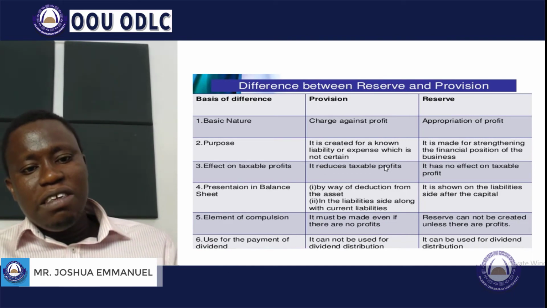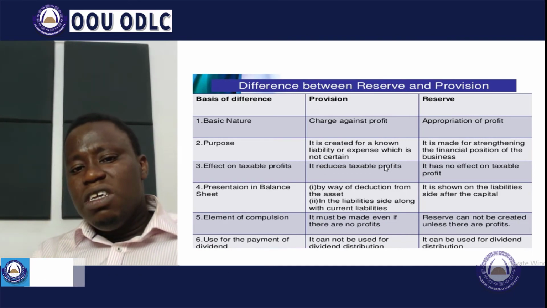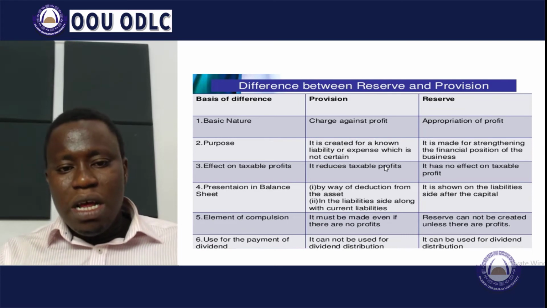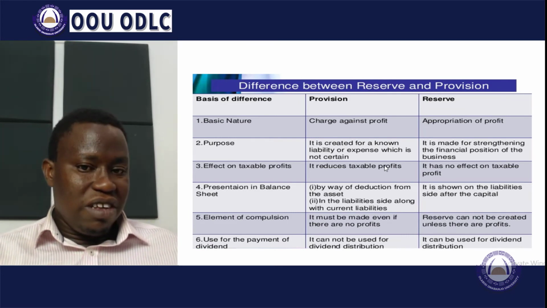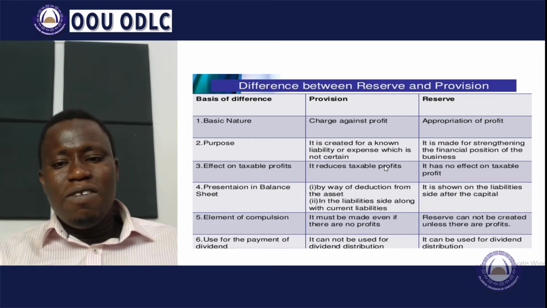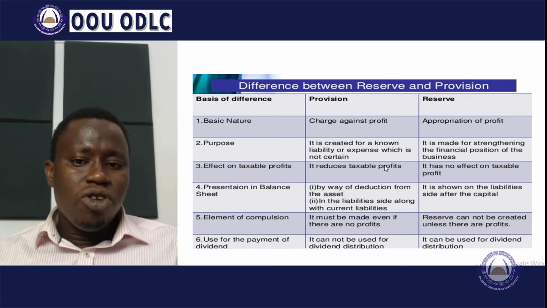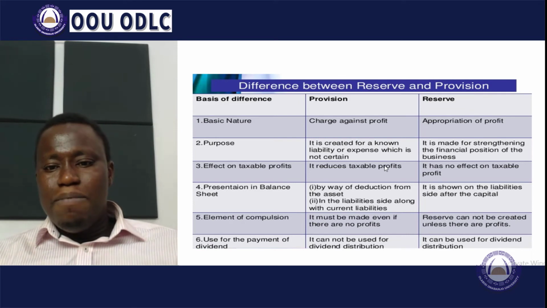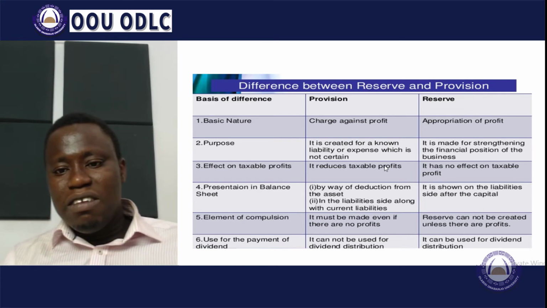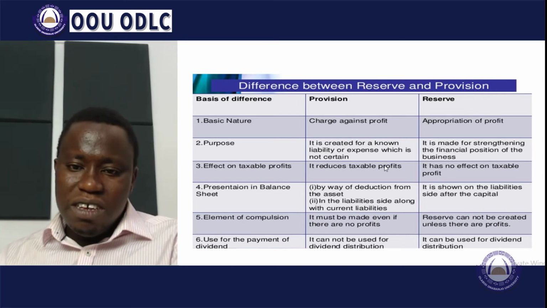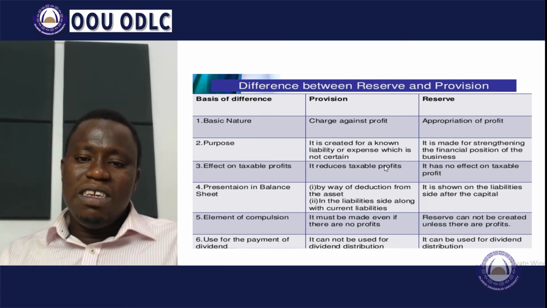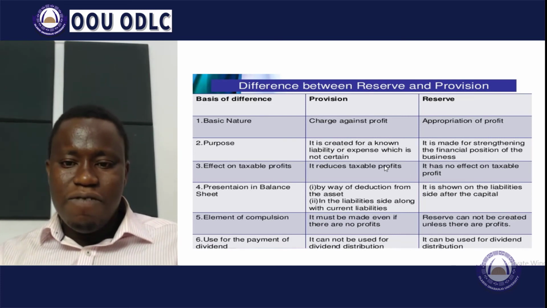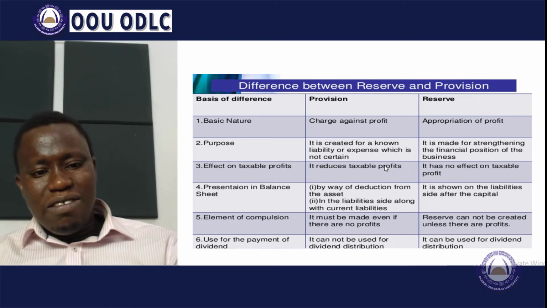The next difference is in the purpose. Provision is usually created for a known liability or expense which is not certain, whereas reserve is made for strengthening the financial position of the business. It is not usually kept for a known liability or for known circumstances, but usually kept in the business to meet future needs that may arise and to strengthen the financial base of the organization.